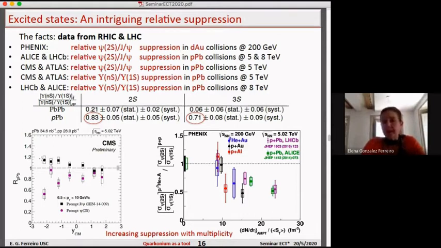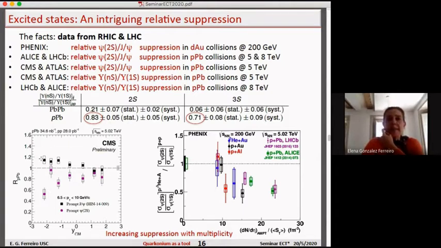So what is happening? That is the problem. And in fact, one could say, okay, this is not new. This extra suppression for the excited states was originally discovered already at SPS energy, so at 20 GeV.